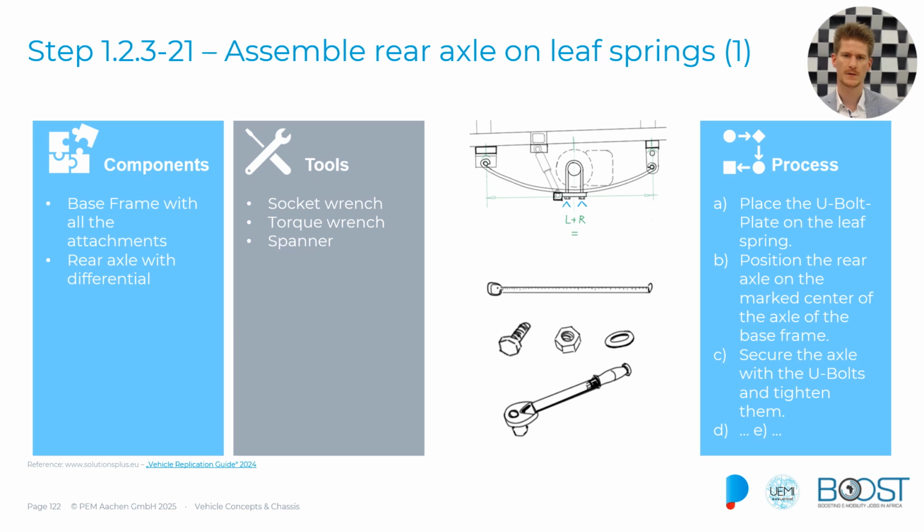The next step would then be to assemble the rear axle on the leaf springs. We haven't talked about the rear axle yet, but this is something that we will do. So we have the base frame and the rear axle with a differential and probably also the motor on there. Tools that we're going to use are the socket wrench, the torque wrench and the spanner. We secure the rear axle with this U-bolt on the leaf spring.